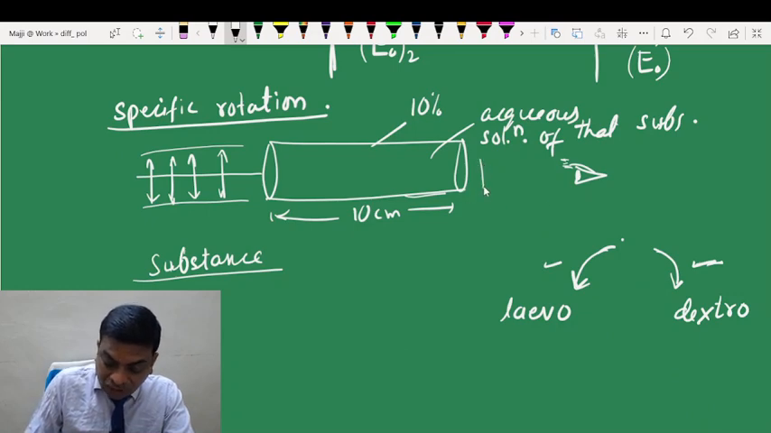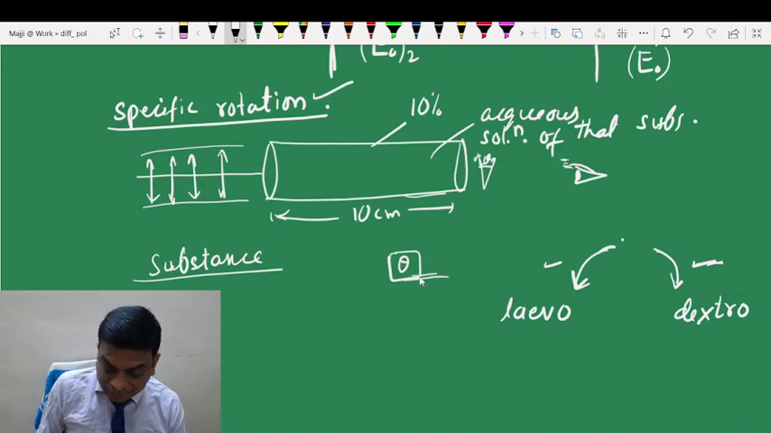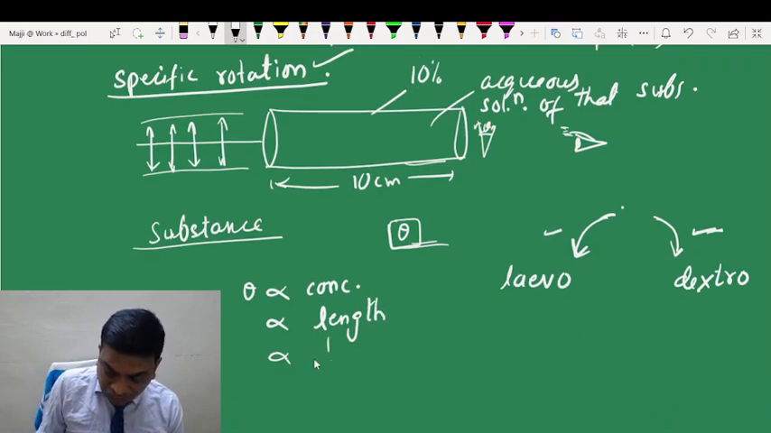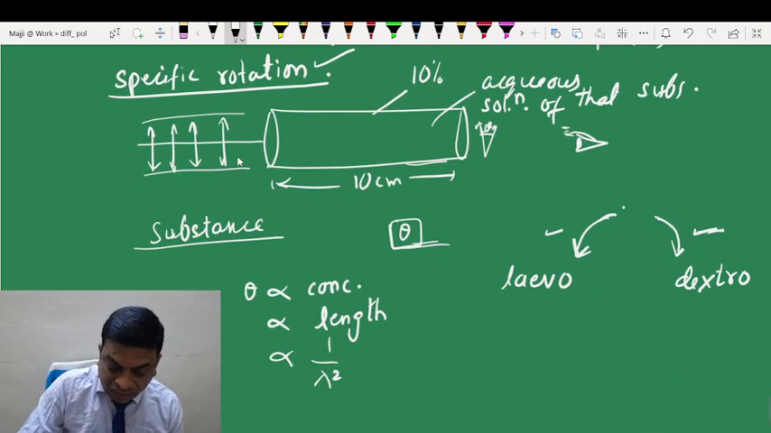So the amount of rotation undergone by the plane of electric field vibrations is known as specific rotation. This specific rotation is found to be proportional to the concentration of the liquid and also the length of the liquid, and is of course inversely proportional to the square of the wavelength. These things have been experimentally found.